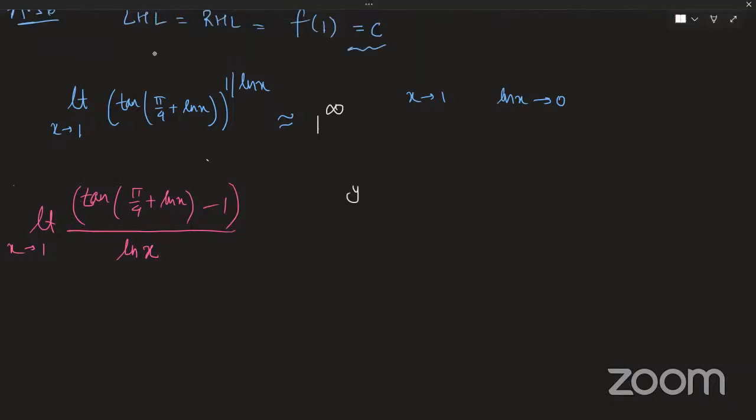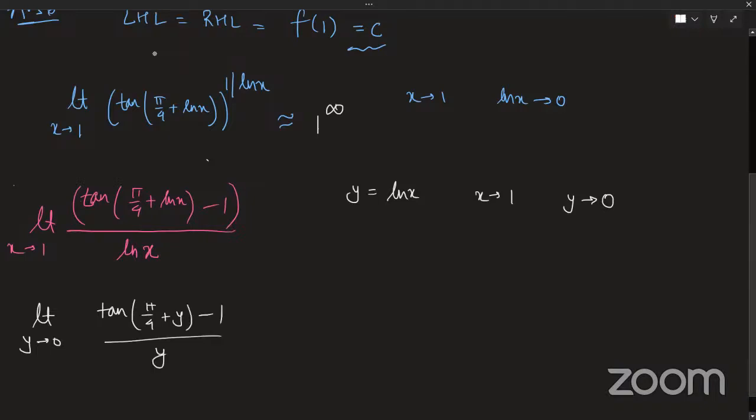You will assume a variable y that is equal to ln x. So if x is tending to 1, where is y tending to? Tell me. If x is tending to 1, where is y tending to? 0, sir. Hmm, 0. So it is limit y tends to 0 of tan of (pi by 4 plus y) minus 1, whole divided by y. Do you all agree with this, everyone? Yes, sir.